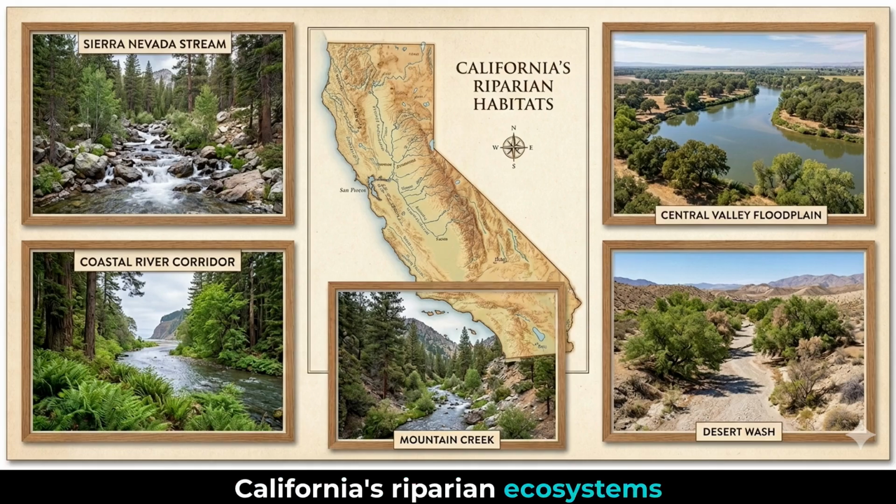California's riparian ecosystems are particularly remarkable because they exist within one of the most climatically diverse states in the country. The state contains snow-fed mountain rivers, seasonal creeks, coastal streams, desert washes, and expansive floodplains. As a result, California supports numerous riparian communities, each with its own characteristic tree species.